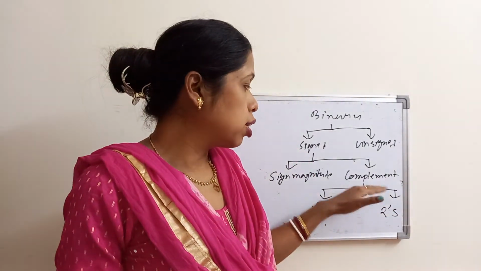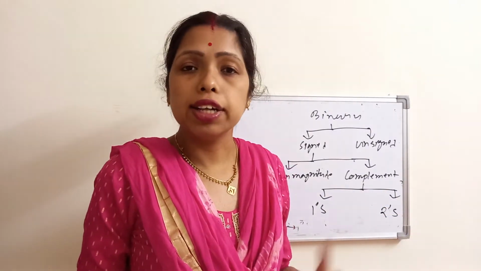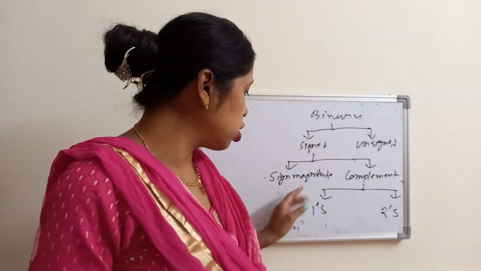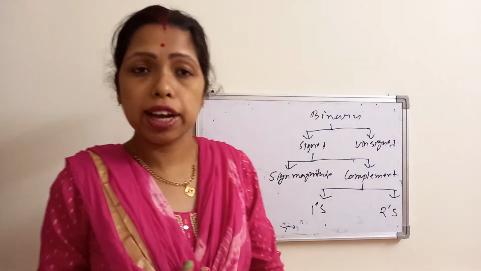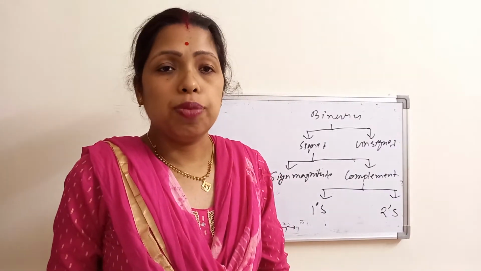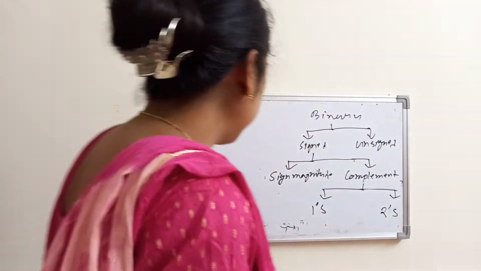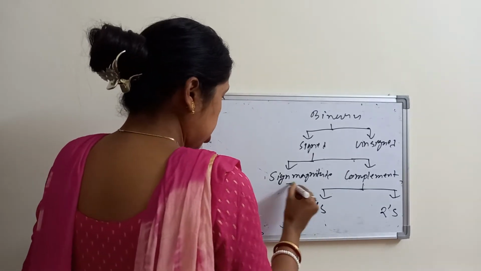Inside the complement there are two types. One is the first complement, another is the second complement. So today I will discuss these three things: how you can represent any positive and negative number in binary form as sign magnitude, first complement and second complement, right? First I will tell about sign magnitude.